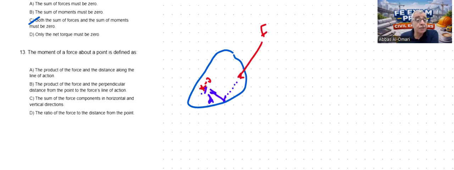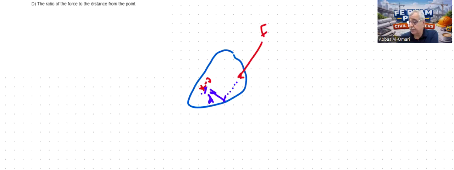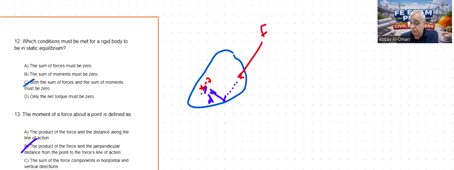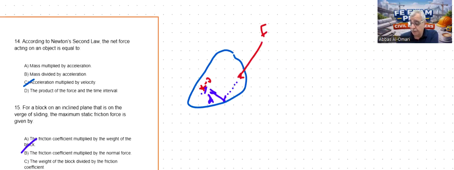The sum of the force, this is not correct, because it is not the sum. The ratio of the force to the distance, this is also not correct. So the correct answer is B. Next question. Let me remove these.